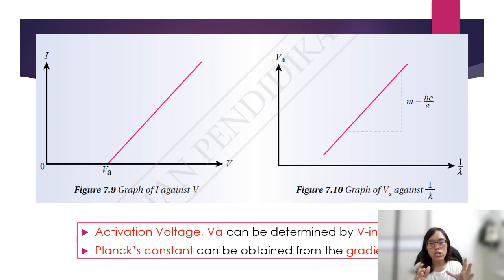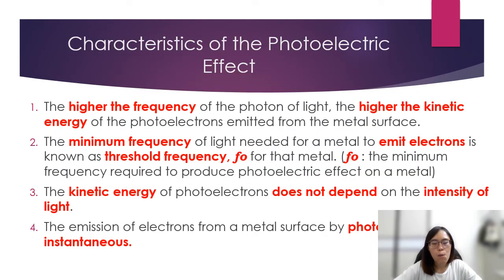the total voltage produced when the electron escapes from the metal surface. Because there is electron flow, you will have an activation voltage. That voltage is called the activation voltage. So it can be determined by the V intercept. If your graph is I against V, or VA against 1 over lambda, then you can find the Planck's constant. Planck's constant can be obtained using the gradient of the graph. The gradient of the graph.